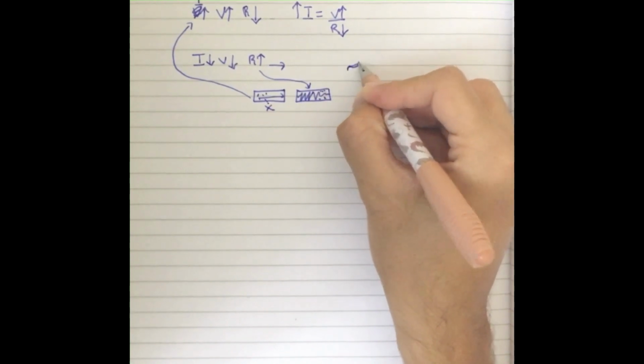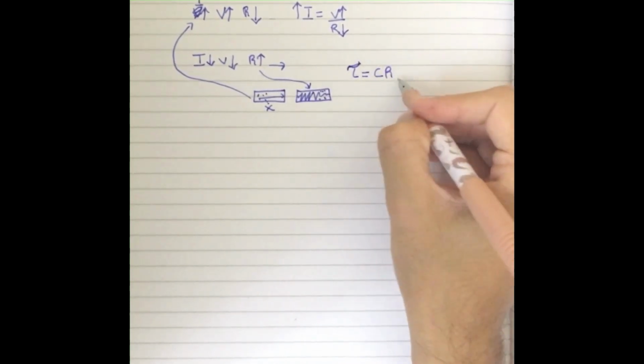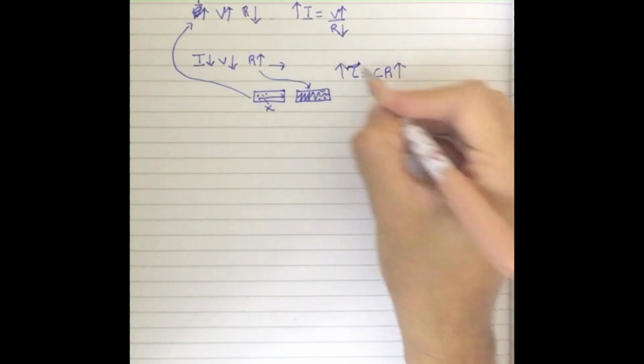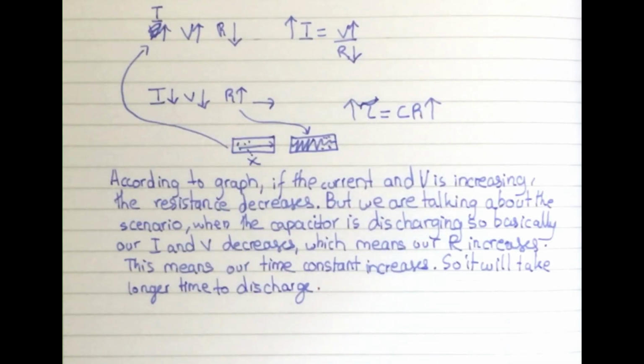Because our resistor is increasing, right? So CR, as we know from the formula, our resistance is increasing, so our time constant will also increase. You have to mention that. So the conclusion will be that it will take a longer time to discharge. Let me write the sentence for you so you can get the idea. Okay, so I have written the sentence.